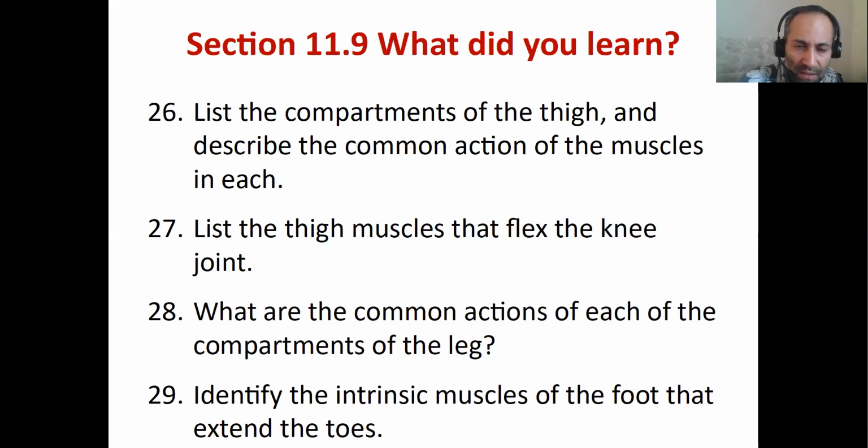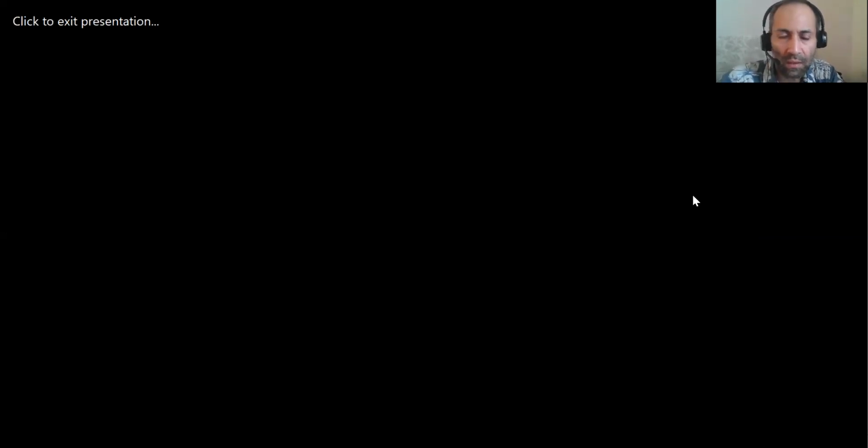List the thigh muscles that flex the knee joint. So those would be your hamstrings. Hamstrings are three: semimembranosus, semitendinosus, and biceps femoris. Okay. All right, the intrinsic muscles of the foot that extend the toes: extensor digitorum, extensor hallucis longus, extensor hallucis brevis. Simple. The big toe is called hallux. So all of those muscles.